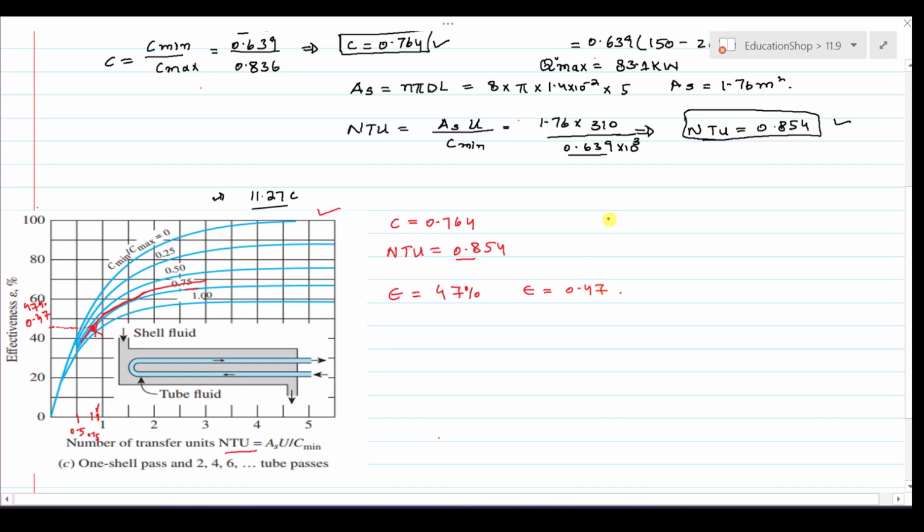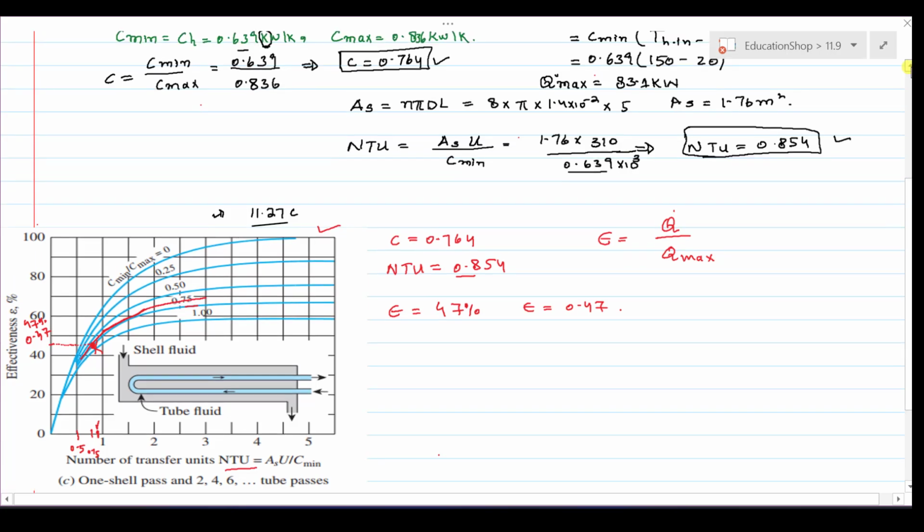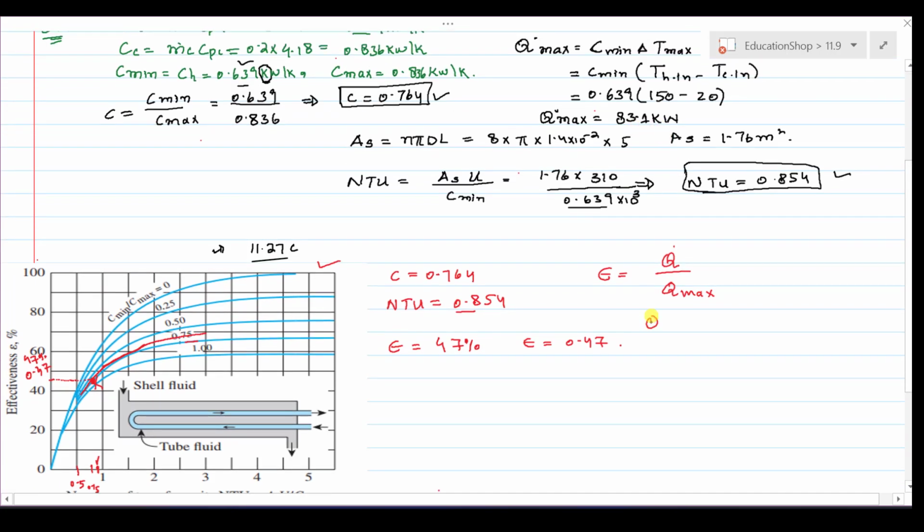0.47. And we also know that the effectiveness of the heat exchanger is equal to Q actual heat transfer divided by maximum possible heat transfer. The actual heat transfer we need to calculate. The Qmax we have previously calculated. Here you can see its value, that is 83.1 kilowatt. Rearrange this equation: the actual heat transfer is equal to Q dot max times the effectiveness, that is 83.1 kilowatt times 0.47. Multiply with each other and you will get the actual heat transfer in the heat exchanger, that is 39.1 kilowatt. This is our first requirement that is asked in the statement, let's say 1.